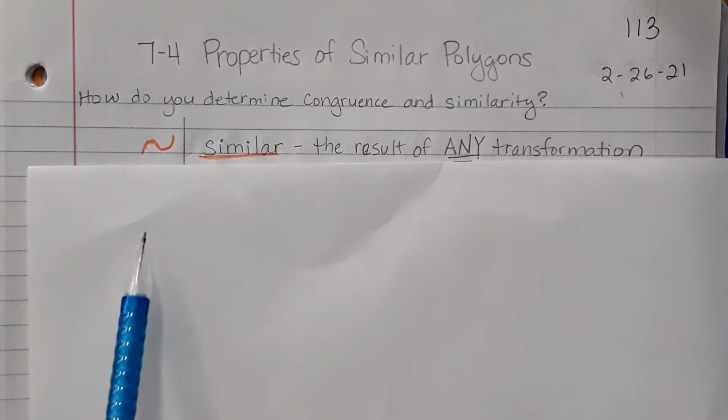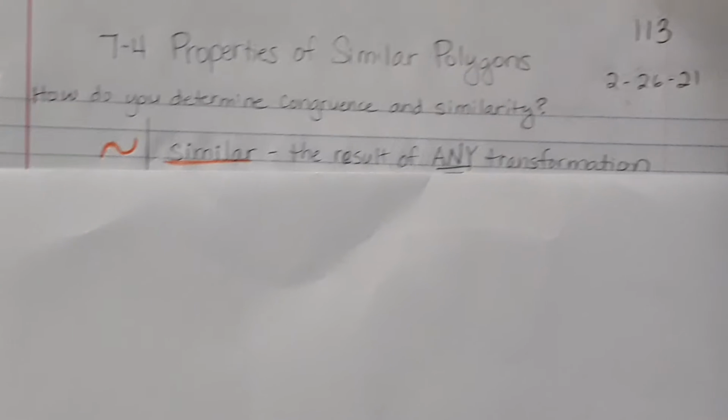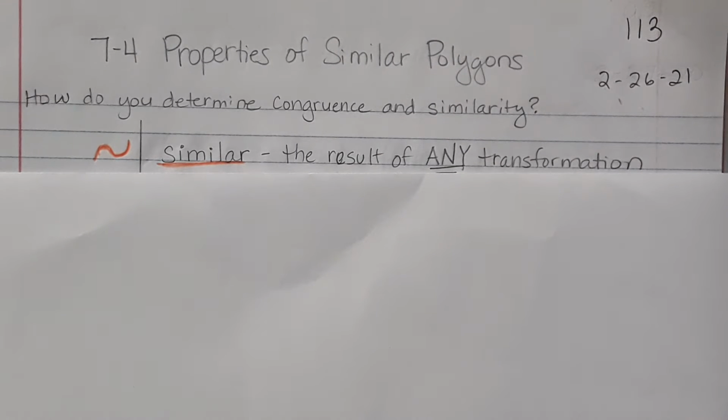This is the symbol for similar. It is the result of any transformation. That means it can be a translation, where it just slides and stays the same size and shape. It can be a reflection, which is like a mirror image, which stays the same size and shape, but it's reflected backwards. It can be a rotation, which stays the same size and shape, but just turns. Or a dilation, where the scale factor can make it enlarged or reduced.